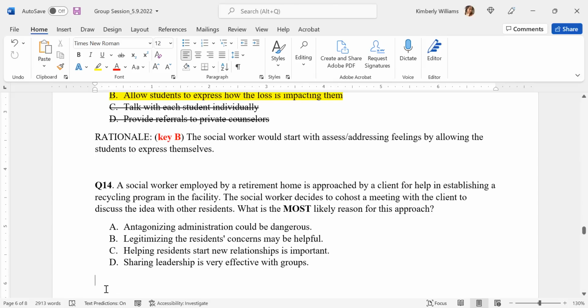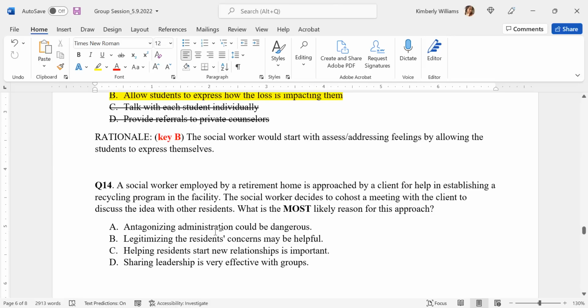All right. What kind of question is this? This is something that we're gonna do urgent and priority. We're gonna meet the client where they are. We're gonna do what makes the most sense because they're asking us what is the most likely reason for this approach. However, what type of question is this?